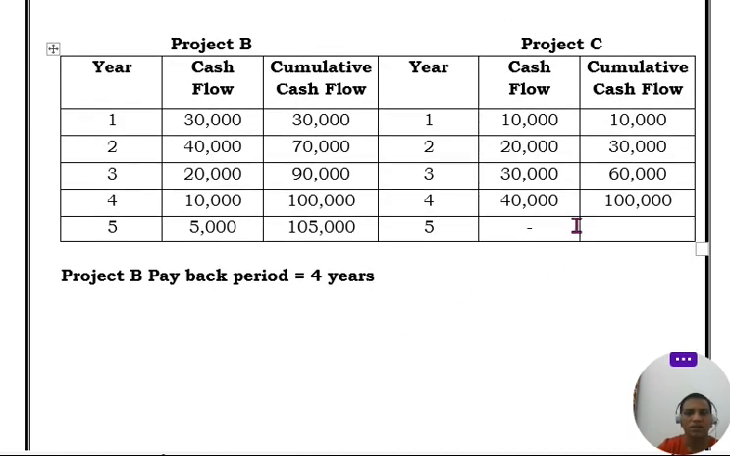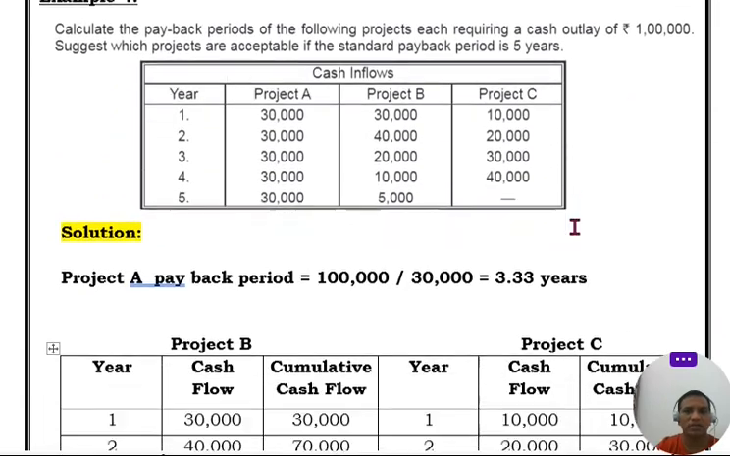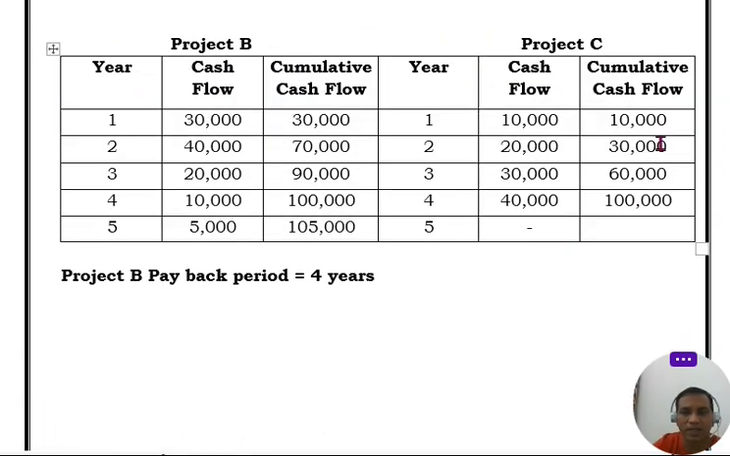And now see what is the cost of the project. See, also 100,000 only. Where are you getting this 100,000 back in the cumulative column? Is it in between? No, exactly 100,000 here. Where? End of the fourth year. So here same, no need of interpolation formula.